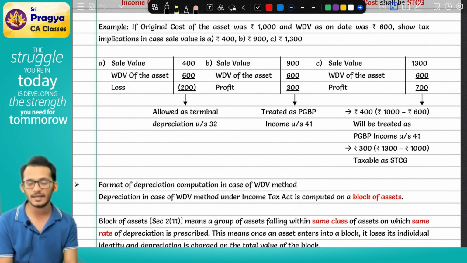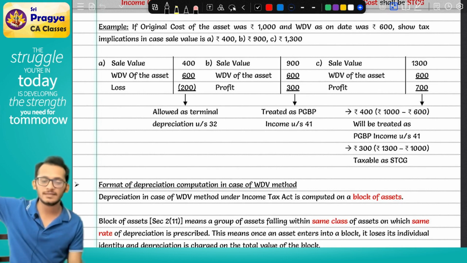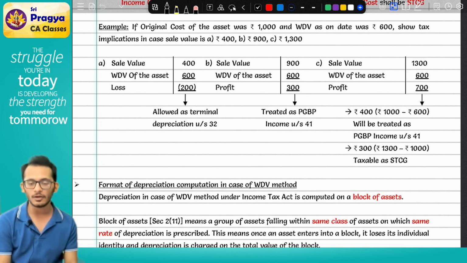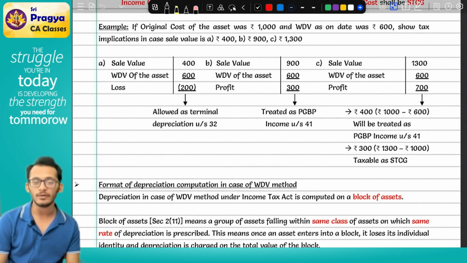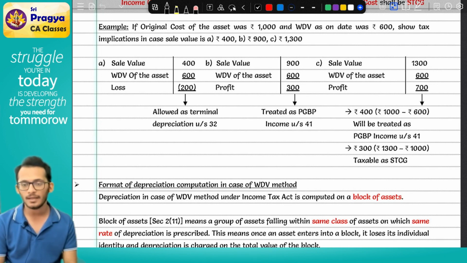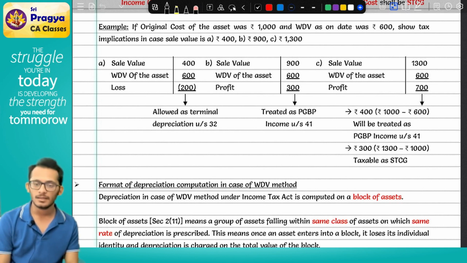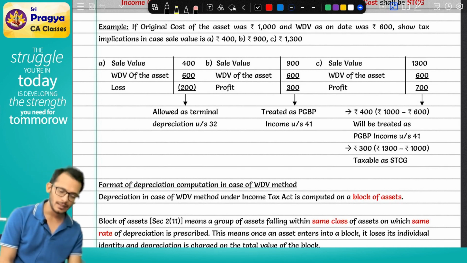How much depreciation did I claim? I claimed 1000 minus 600, 400 depreciation. So I will reverse 400. This 400 will be called a balancing charge. Over and above my cost, I earned a profit of 300. This 300 will go into my capital gains.